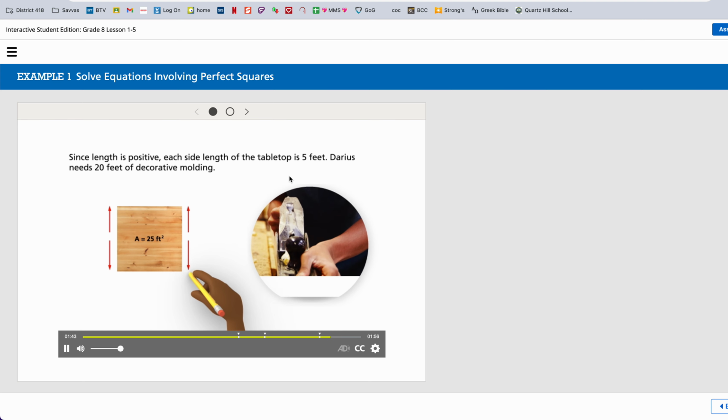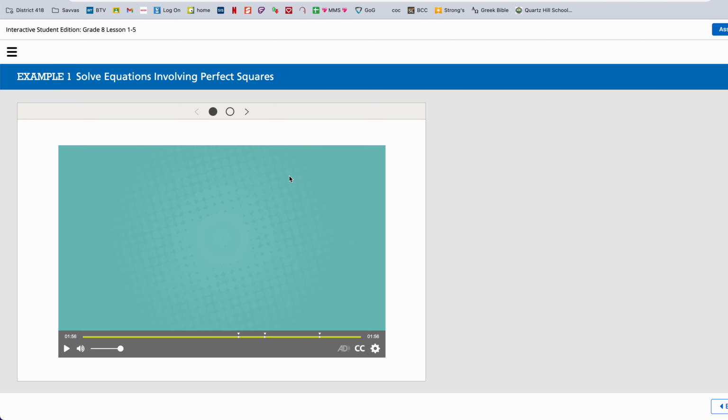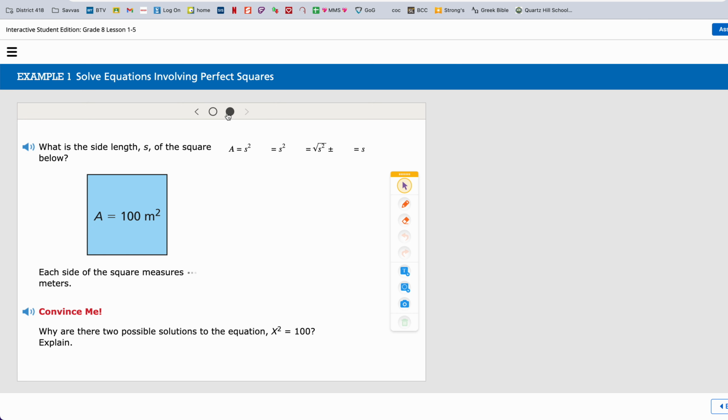The length of each side of the tabletop is 5 feet. Darius needs a total of 20 feet of decorative molding. Now you know how to solve an equation using a square root. All right, let's look at an example.